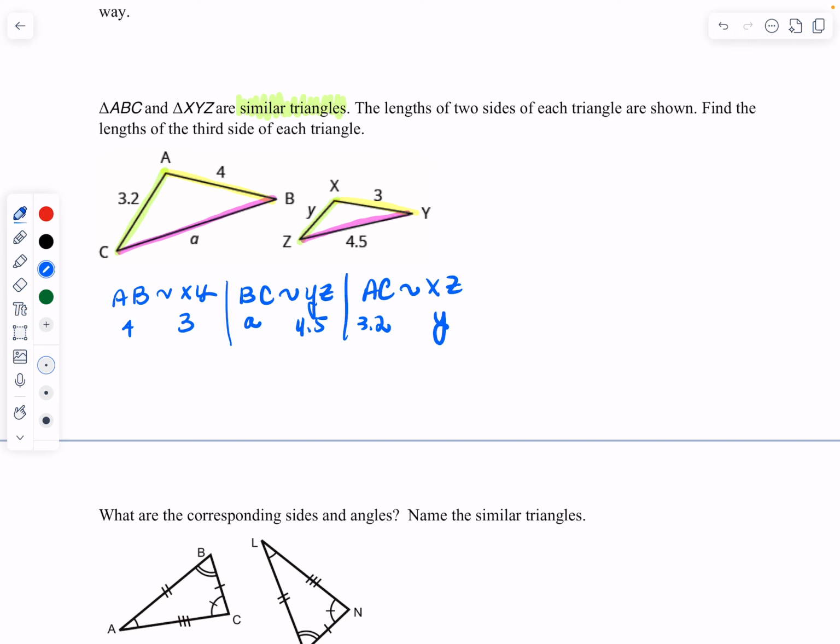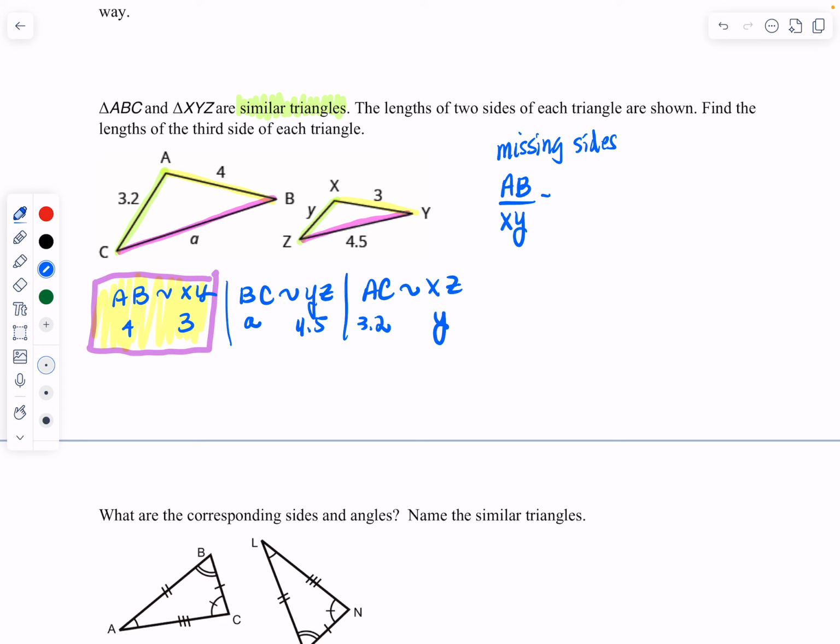So if I look at these, out of all of these, I have 2 unknowns. And that happens right here. And remember, that was the yellow sides, right? So we have at least 2 known values, so I can make a ratio to find the missing sides by doing AB over XY.